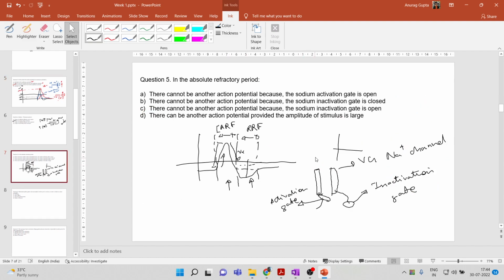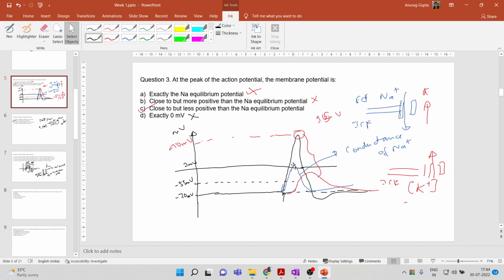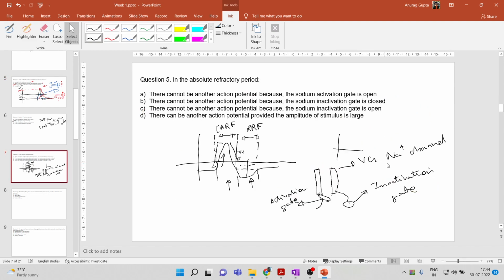there's a large influx of sodium down its concentration gradient, which causes depolarization. But then after that, the inactivation gate is closed, right? Which is what causes this decrease in conduction of sodium. Let me just show what the state is now.